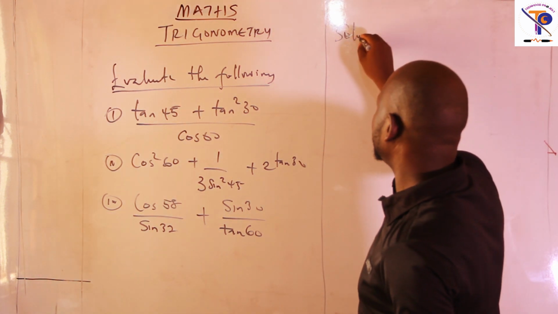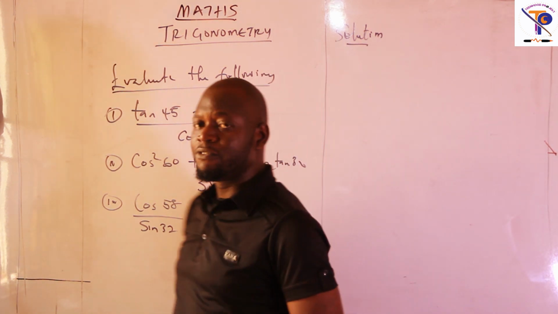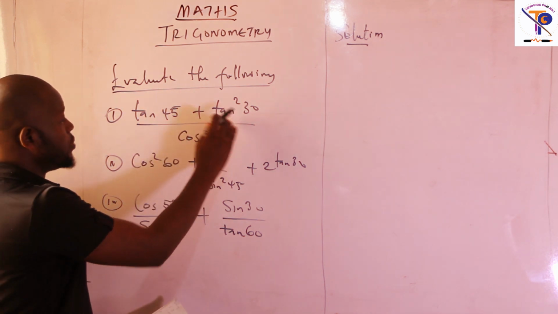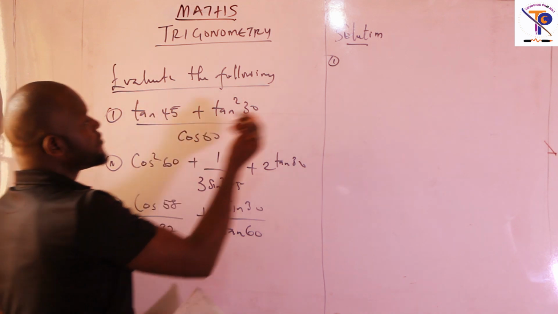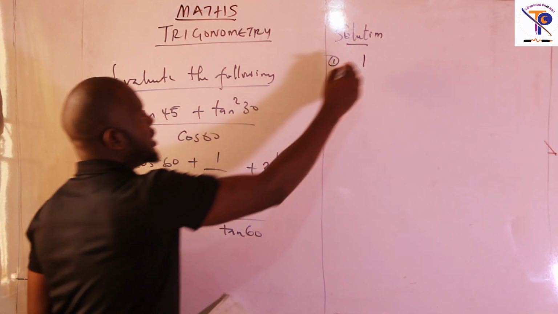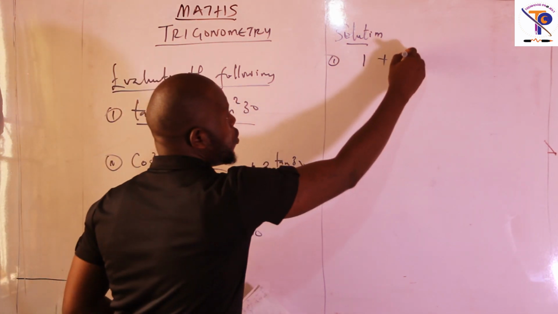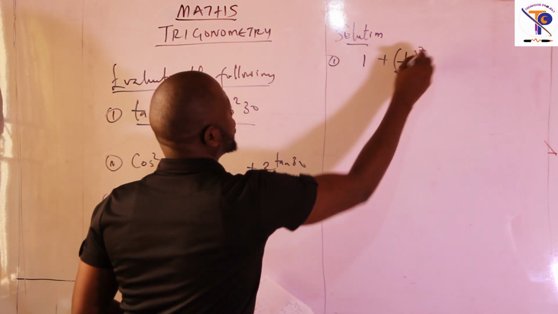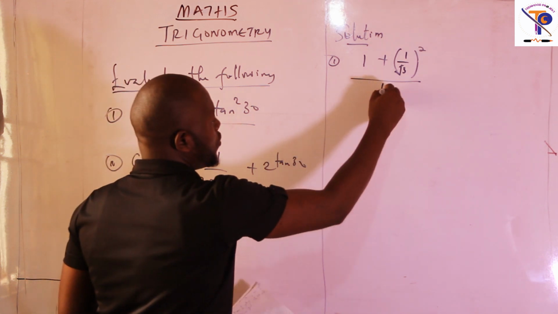Solution now. Let's take this one after the other. So we are talking about tan 45. Sorry, I don't have to rewrite. Let me take this one. Here, because of space, tan 45 is 1. Please note that. Tan 45 is 1 plus tan 30 is 1 over root 3. So we have 1 over root 3, raised to power 2, over tan 60, which is half, that is 1 over 2.